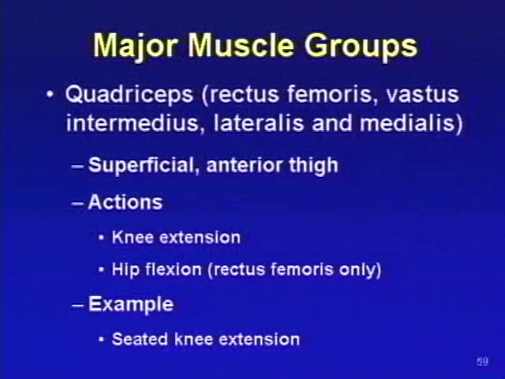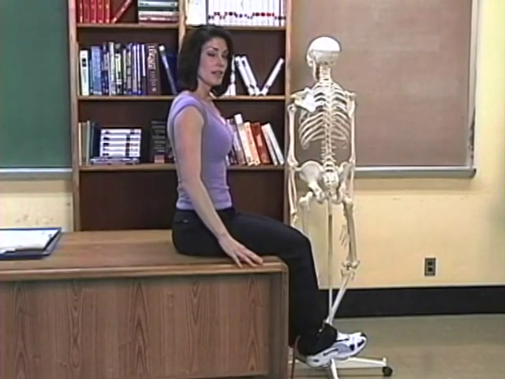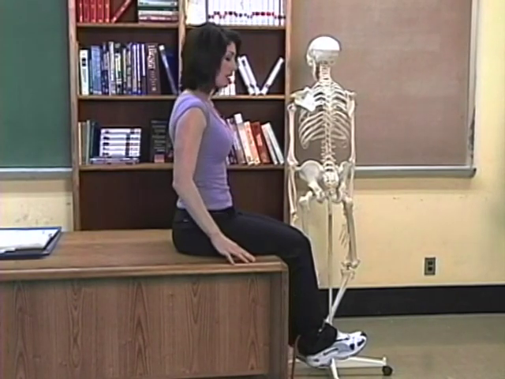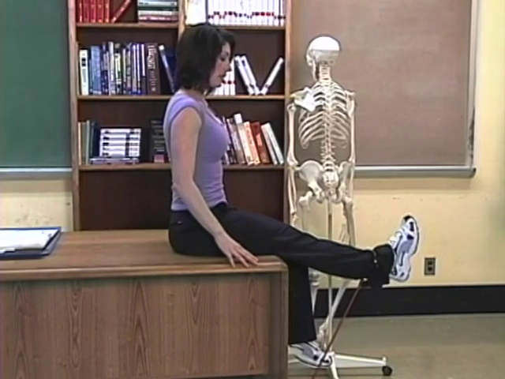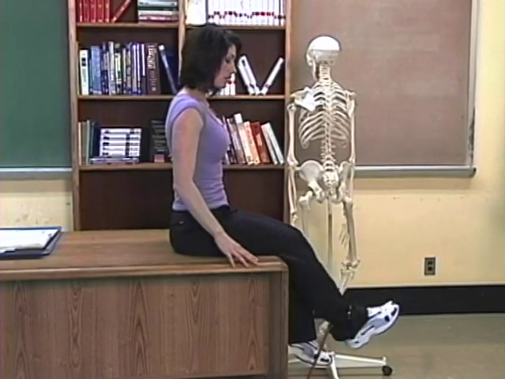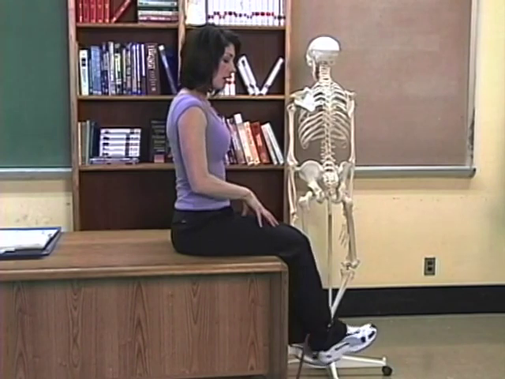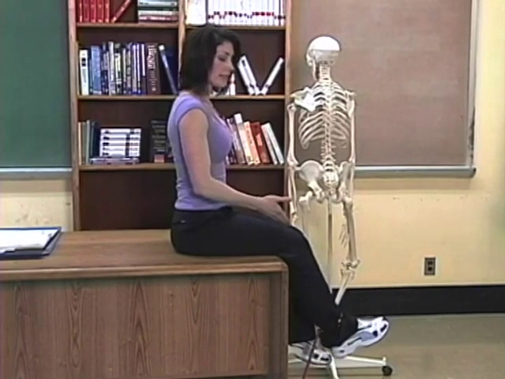The main action of the quadriceps muscle group is knee extension. And remember, one of the muscles, the rectus femoris, is also involved in hip flexion. An example of an exercise that works the quadriceps muscle group is seated knee extension. The seated knee extension is typically done on a knee extension machine, but it can be simulated with elastic tubing. So in the seated position, simply extending the knee and then releasing.